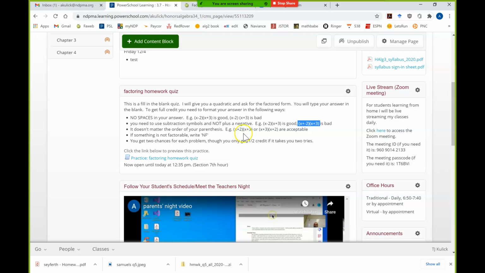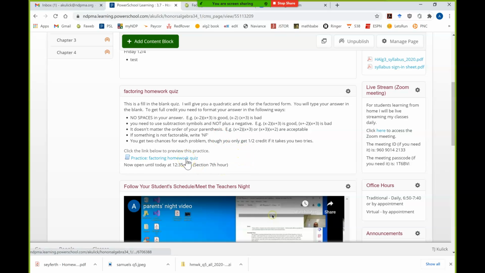The order in which you write your parentheses doesn't matter. I have it set up to do that at least. x plus 2 times x plus 3 or x plus 3 times x plus 2 are both acceptable and should both be marked correct. If something is not factorable, I need you to write NF. It doesn't need to be capitalized. Capital or lowercase won't matter there. And you get 2 chances for each problem. If it takes you 2 tries, though, you only get half credit if you get the second try correct, is the way things are set up.